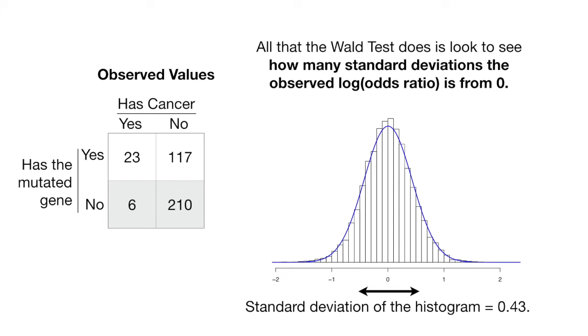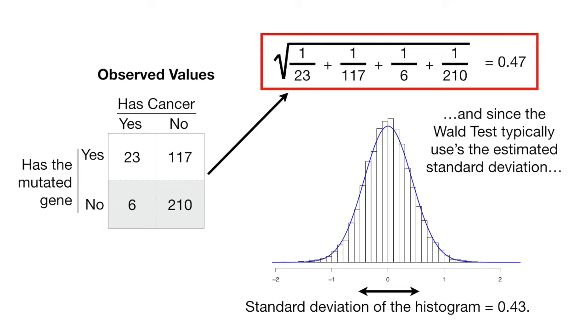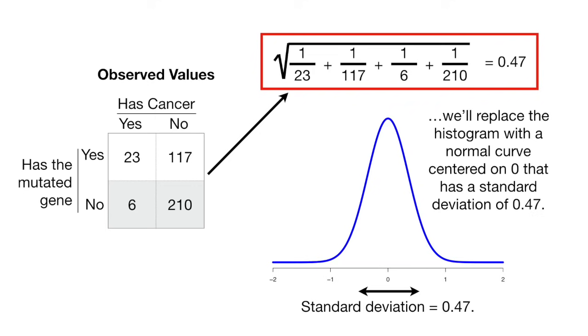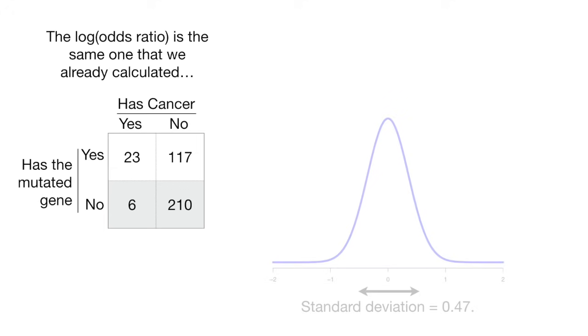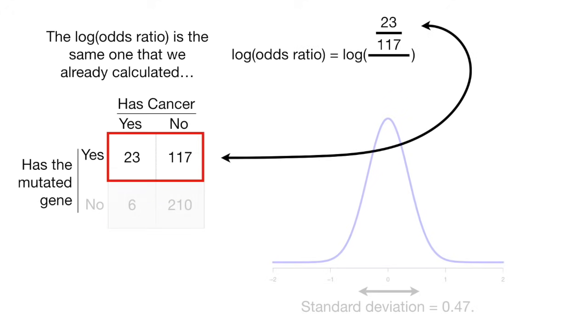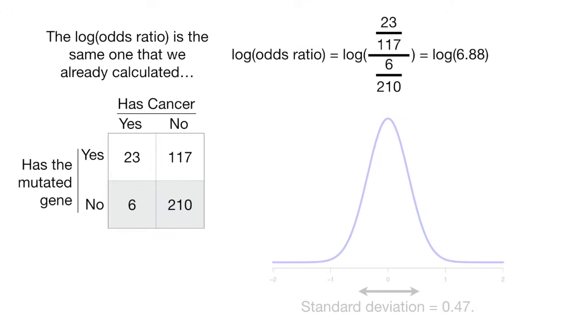All that the Wald test does is look to see how many standard deviations the observed log of the odds ratio is from 0. And since the Wald test typically uses the estimated standard deviation, we'll replace the histogram with a normal curve centered on 0 that has a standard deviation of 0.47. The log of the odds ratio is the same one that we already calculated.